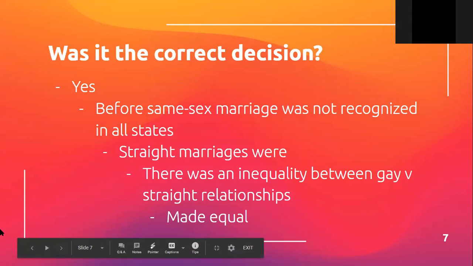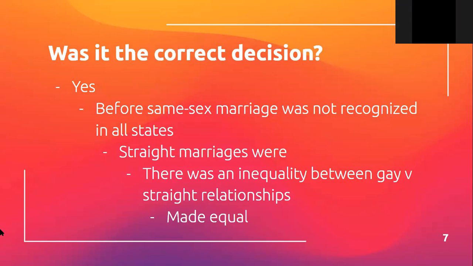And was this the correct decision? It was the correct decision because before, same-sex marriages were not recognized in all states, while straight marriages were. It did not matter what state you went to. If you were in a straight heterosexual marriage, then it was accepted and recognized. And this created an inequality between gay and straight relationships. So this really made these relationships on a more equal level.